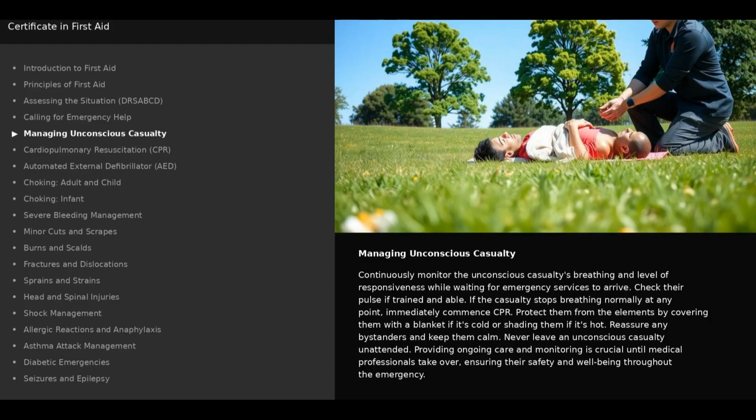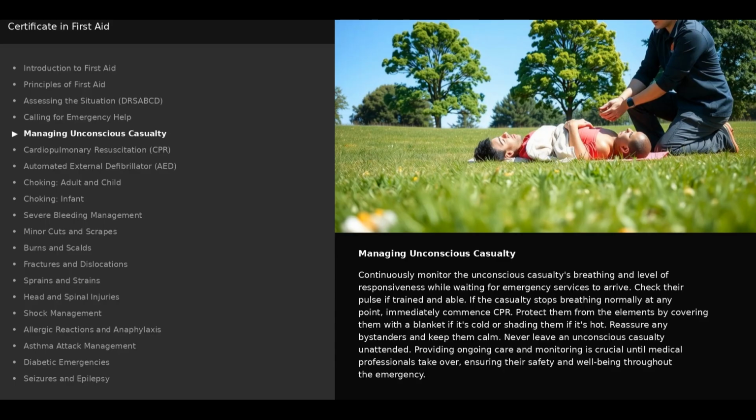Continuously monitor the unconscious casualty's breathing and level of responsiveness while waiting for emergency services to arrive. Check their pulse if trained and able. If the casualty stops breathing normally at any point, immediately commence CPR.